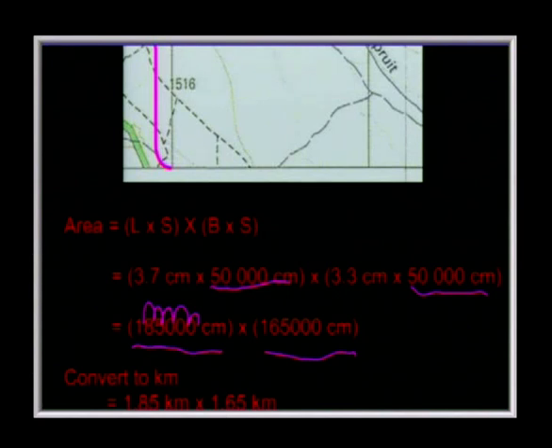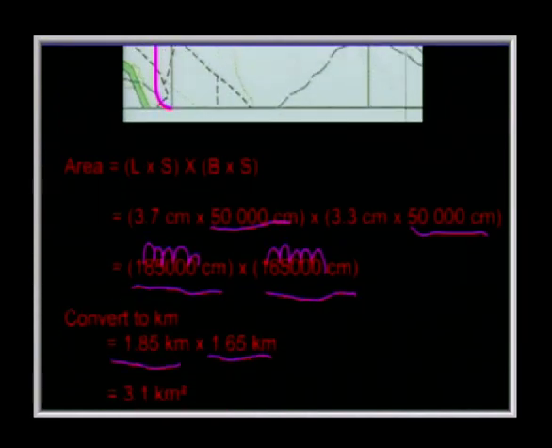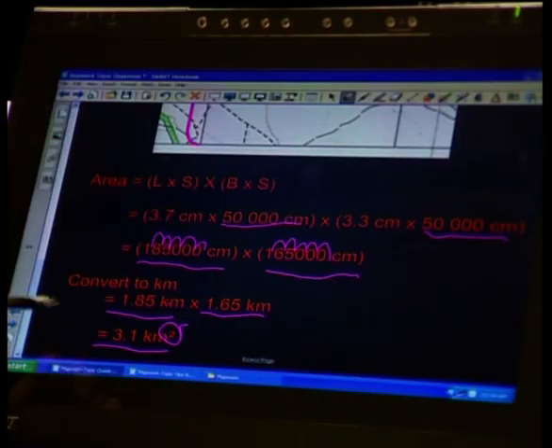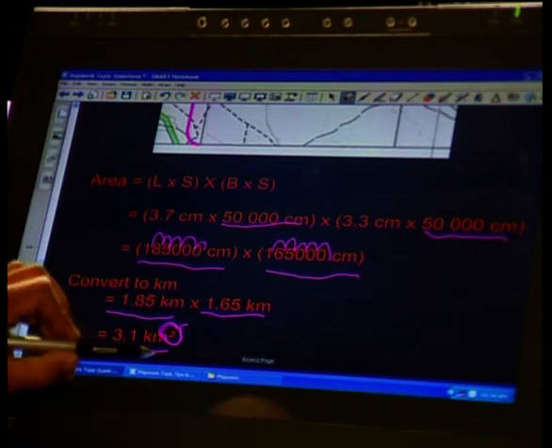And then here, I'm again adding 5 zeros, which gives me an answer of 1.65 kilometers. I then multiply it, and I've got 3.1 kilometer squared. Don't forget the square, because a kilometer times a kilometer gives a kilometer squared. If we're not putting this down here, then it will be marked as incorrect. So please note that. And that's how you work out your area.